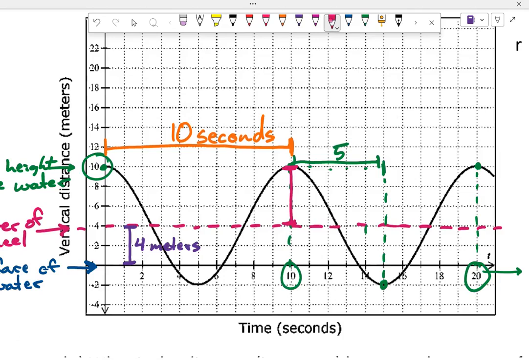So I'm going to write right here, amplitude equals 6. What does that represent in the context of the problem? Talk about it in your groups. What does this 6 represent? This is 6 meters. Talk about it in your groups. Anybody want to share their thoughts? 6 meters.